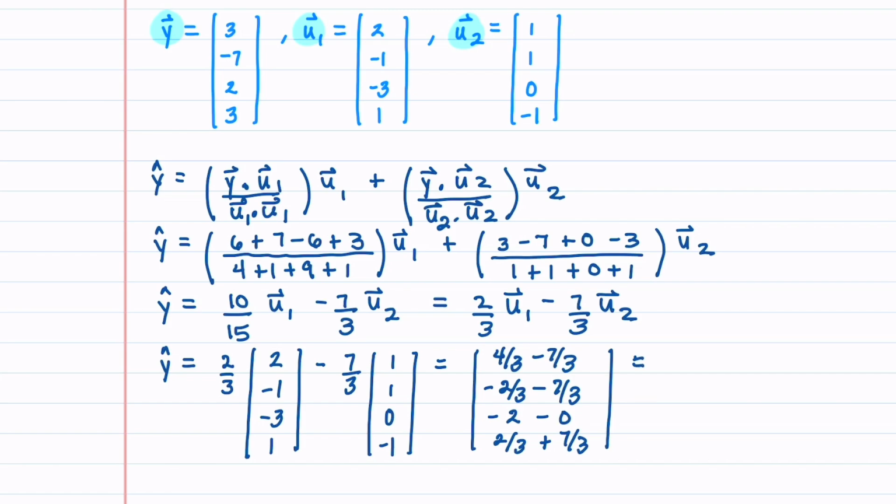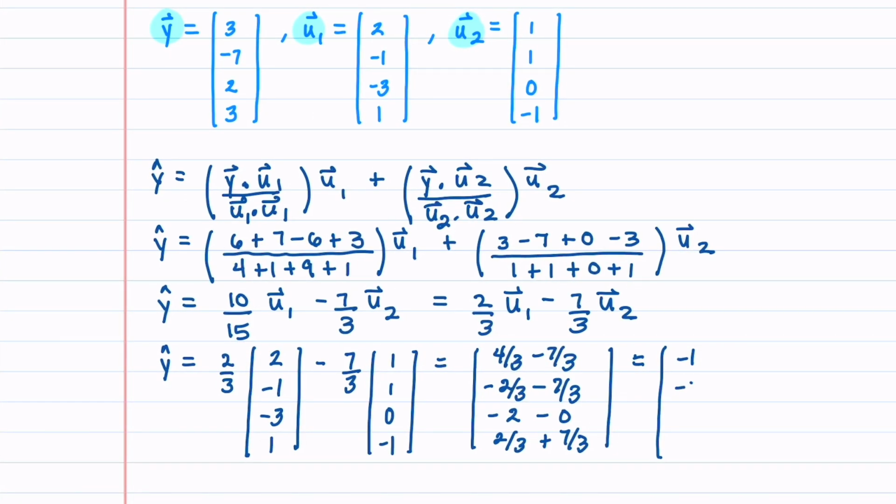If we add these fractions, we end up with the answer minus 1, minus 9/3, which is a minus 3, a minus 2, and then a 9/3, which is equal to 3. This vector, then, is the closest point to y in our subspace W.